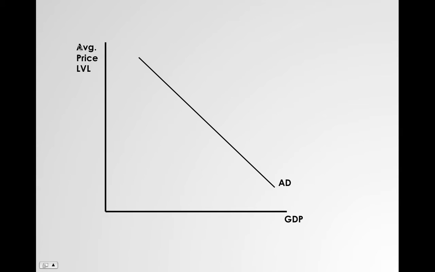So anyway, one other thing to note, average price level has to do with the prices for all goods and services in an economy. Sometimes we have another related concept called inflation, which has to do with prices rising, and that's something we'll talk about later. Aggregate demand is the demand for all goods and services in an economy, and GDP or output is the quantity of goods and services.